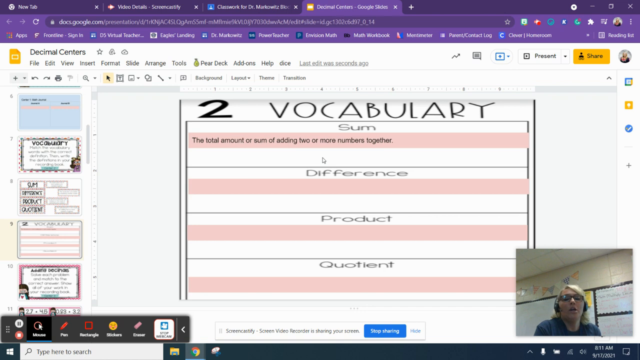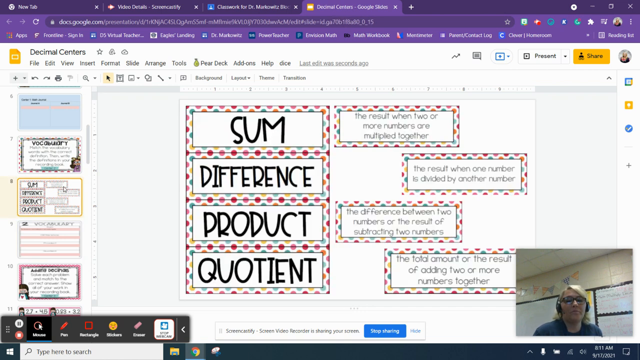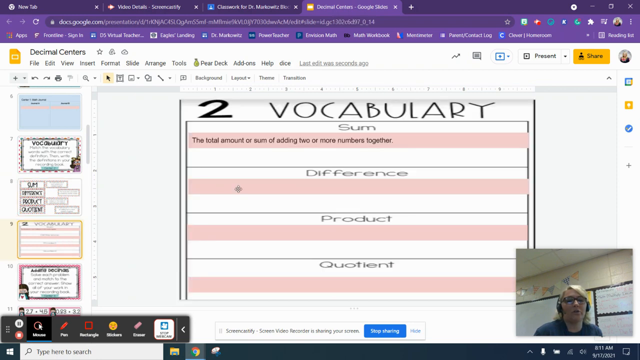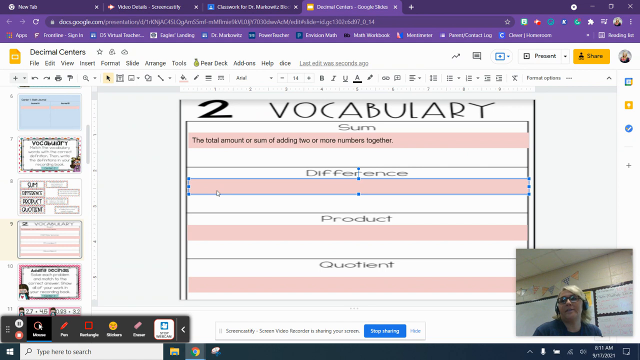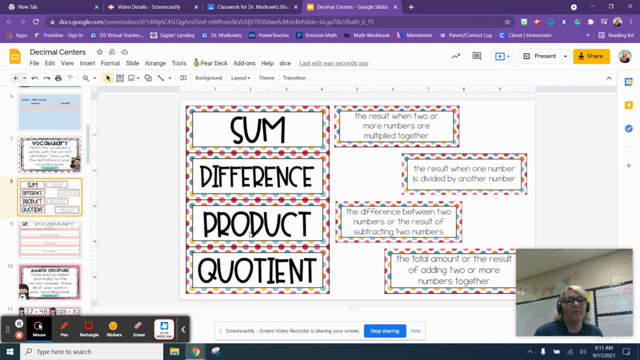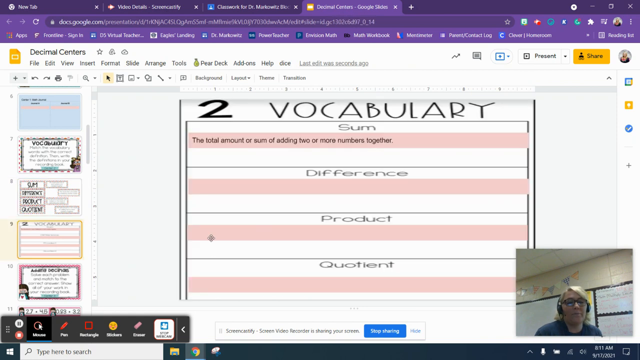Okay, so you're going to do the same thing. You're going to go back to slide 8. You'll find the definition for difference. You'll look through these, figure it out, and then you're going to write it here for difference. You go back, find the word product, find the definition for the word product, and if you're having a hard time figuring that out, you can look in the glossary in the back of your math textbook, or you can Google it. Go to product, you'll type out the definition there, and same for quotient.